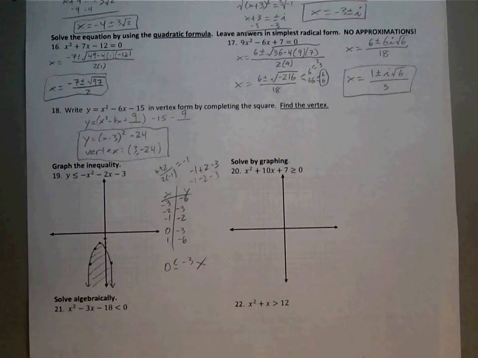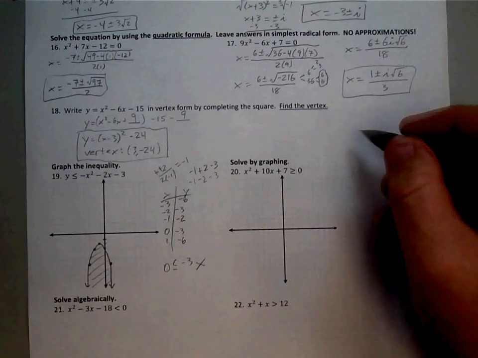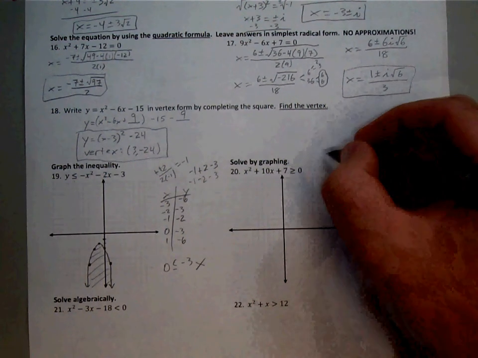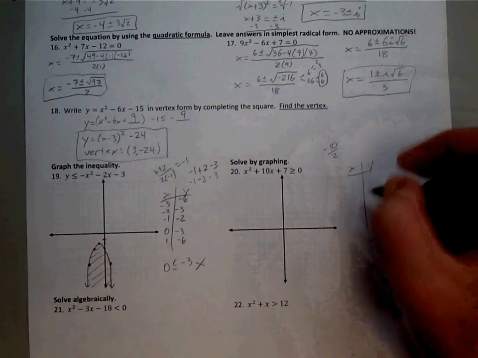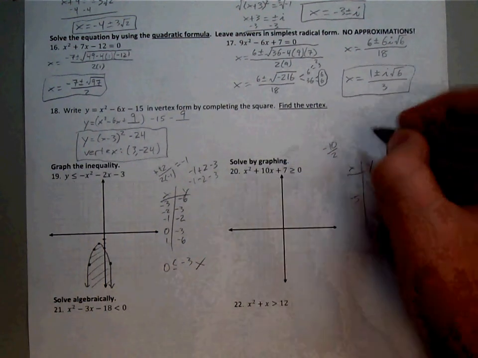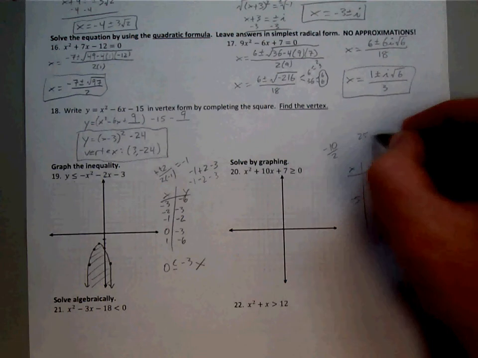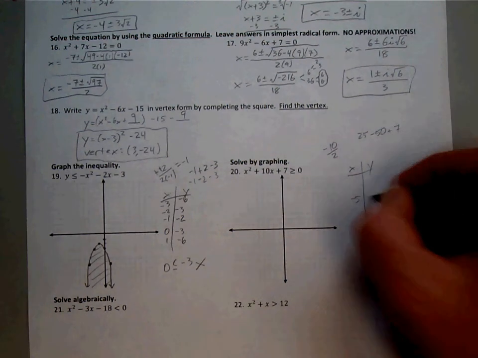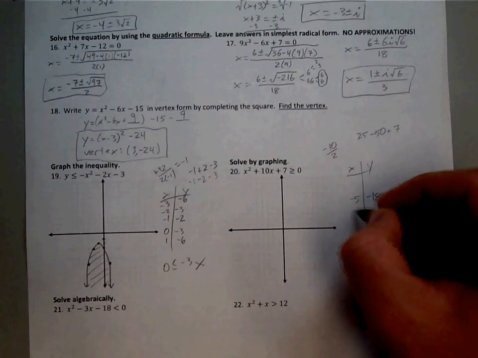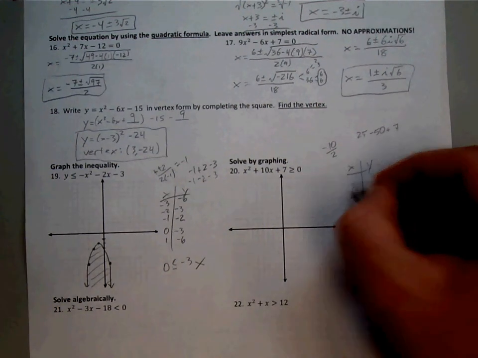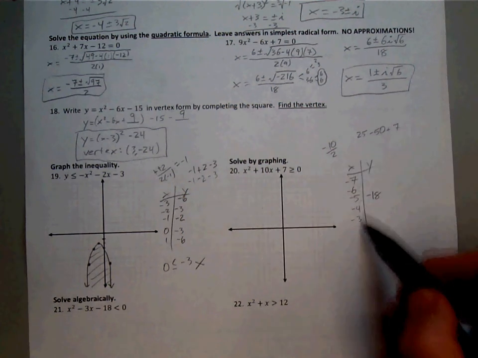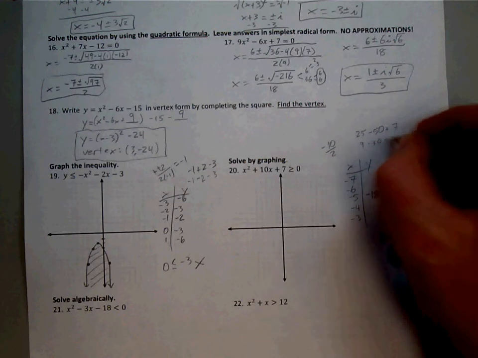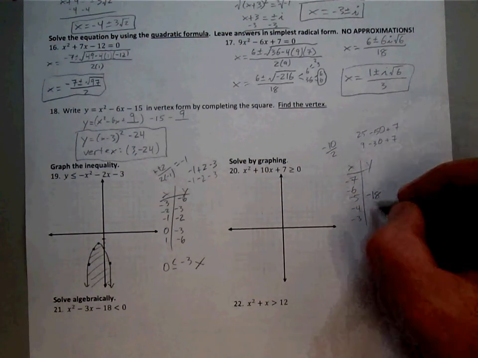Okay. Number 20, they want us to solve this one by graphing. So, negative b over 2a. We get negative 5. Plug it in. 25 minus 50 plus 7. That's negative 25 plus 7 is negative 18. So maybe I'll plug in negative 3. Squared is 9. Minus 30 plus 7. Negative 14.